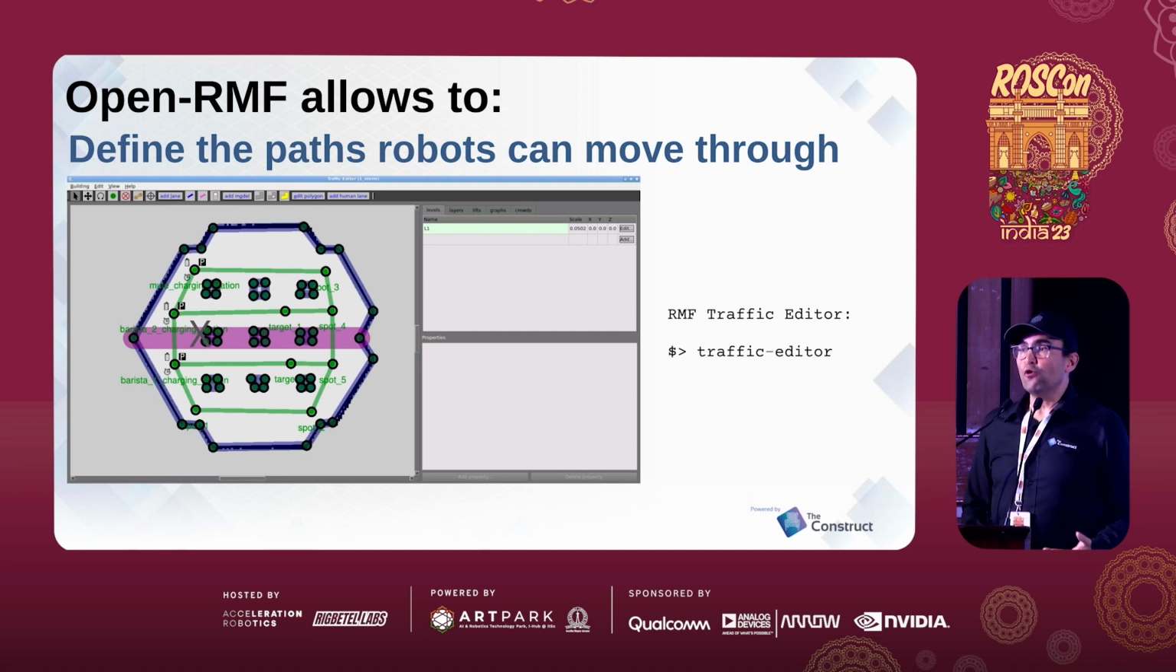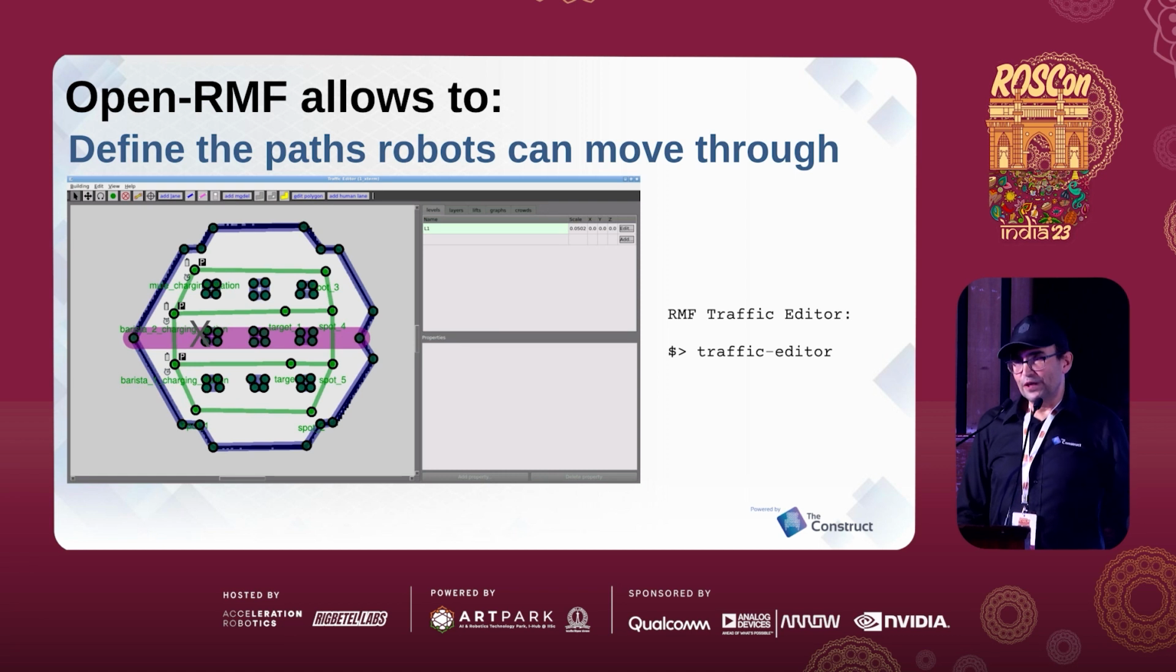Then OpenRMF also provides a tool which is called the traffic editor that you can run with that simple command, traffic editor, and then you will get this GUI on the screen where you can have the map of the environment where your robots are going to be moving, and then you can define in green, you see, those are the lines. Those are like you can think about the highways through which the robots should move.